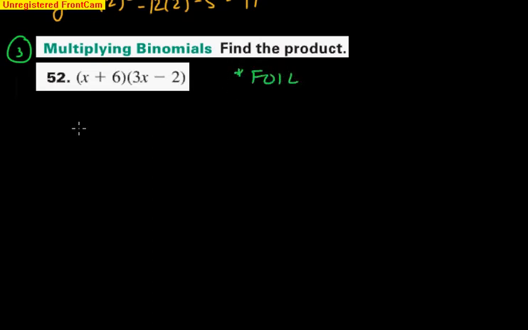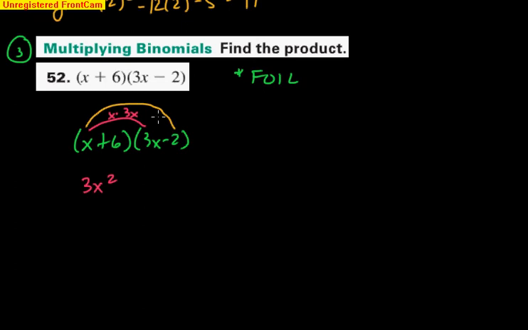Okay, so I'm actually going to rewrite the problem down here. X plus 6, 3x minus 2. Let's go with the red first. X times 3x. 3x squared. The 3 comes in front. X times x is x squared. Okay, then we'll do the outer. X times negative 2. That's going to give me negative 2x. Then we will do the inner.